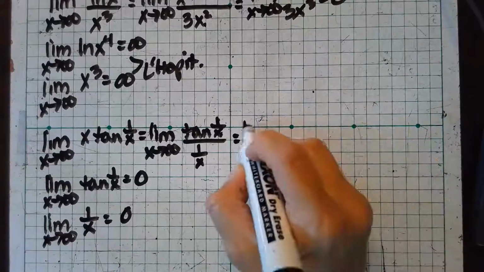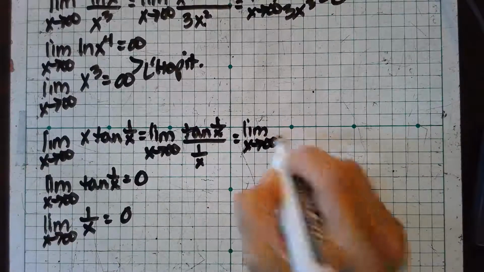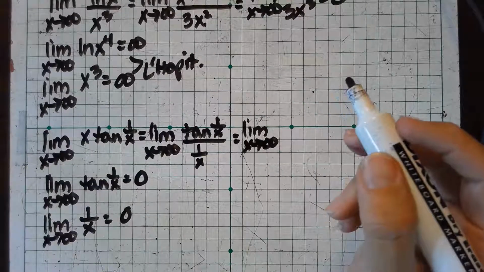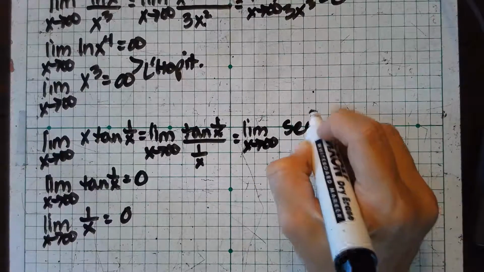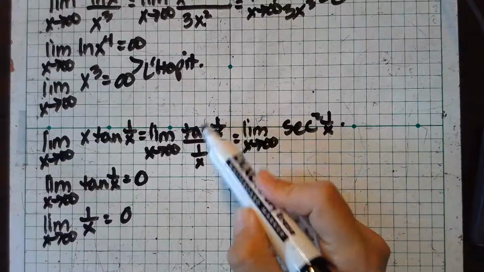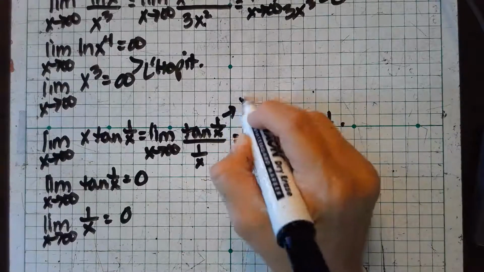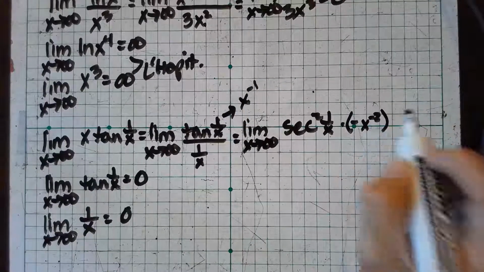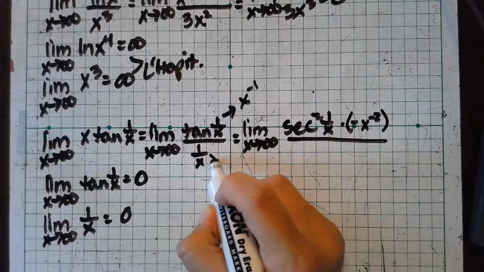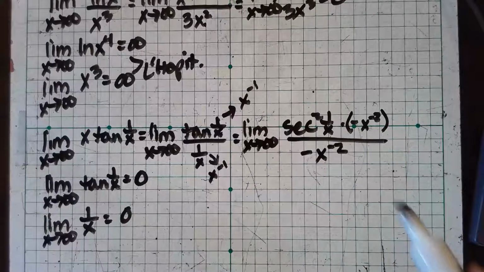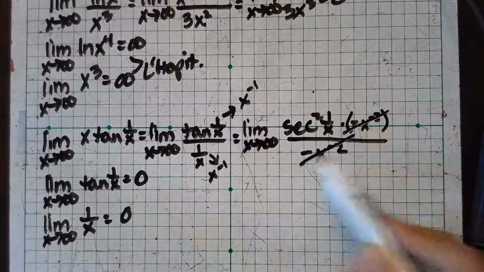Okay, so now if I take the derivative of the numerator, all right, derivative of the numerator is going to make secant squared 1 over x times, now just be careful here, you got to take the derivative of 1 over x and think of that as x to the negative 1. So it's going to be negative x to the negative 2 over. Now again, this is x to the negative 1, so that's negative x to the negative 2. And what do you recognize happens? That goes away.